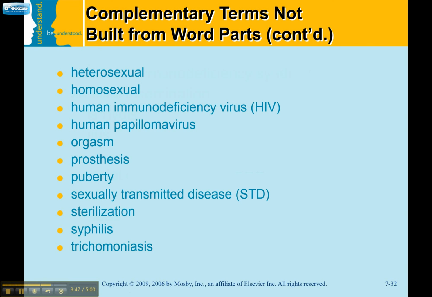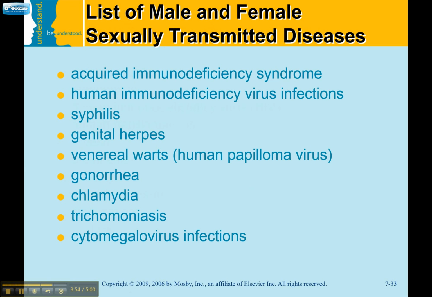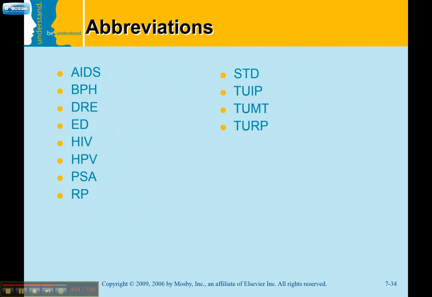And we have some words not built from word parts, and I've indicated in the exercises which ones you really need to focus on. In this chapter, they list the sexually transmitted diseases that can pertain to both male and female, so pay attention to those as well. And of course, last but not least, our abbreviations.